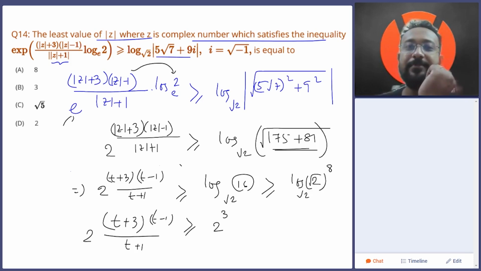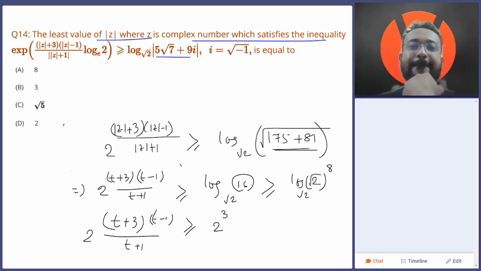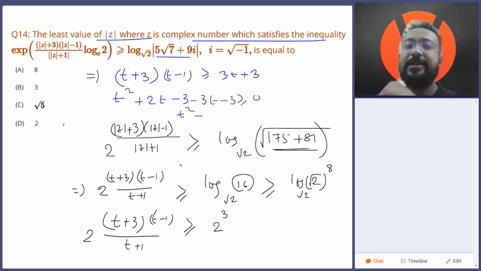So now we can compare very easily. I think it's very simple now. So it will be t plus 3 into t minus 1, very simple, greater than equal to 3t plus 3, because powers will be same. So now if we multiply, t square plus 3t minus t minus 3 minus 3t minus 3 greater than equal to 0. So I think you will get t square minus t minus 6 greater than equal to 0.